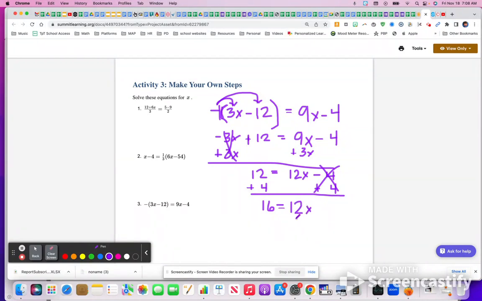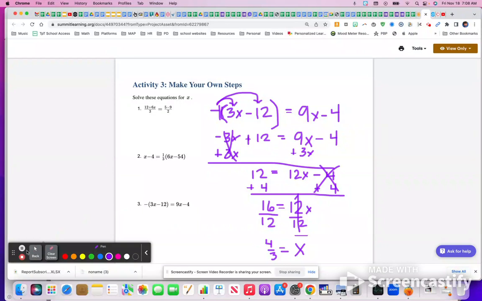Now I have to think about, what do I multiply 12 by to get 16? Well, it's really just the same thing as saying 16 divided by 12. So if I divide both sides by 12, this becomes a 1, and I just have x by itself. And 16 divided by 12, if I reduce that a little bit, I can divide by 4 on all of them, it would be 4 thirds. So x is equal to 4 thirds, or 1 1/3? Is that what you came up with?